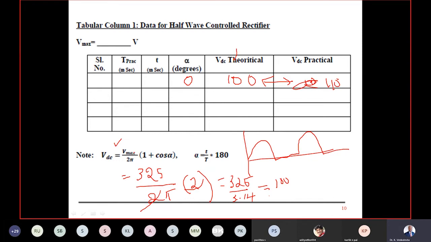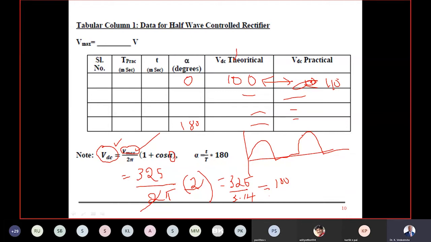Theoretically we get the answer from this equation, and this is my DC voltage, the average value of the output voltage. Vmax is the maximum value of the input voltage. Alpha is the firing angle, which depends upon the resistance in the control circuit. Likewise, we vary alpha from 0 to 180 and note down all theoretical and practical values. We compare them; more or less they'll be the same. Some 5-10% error will be there, but more or less they'll be the same.